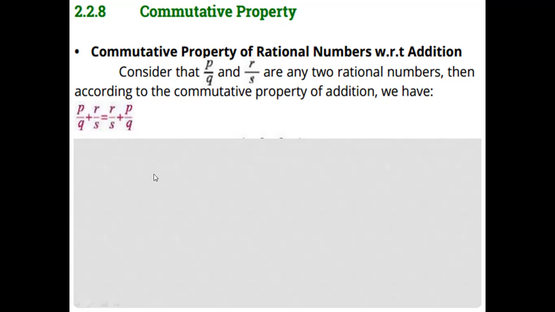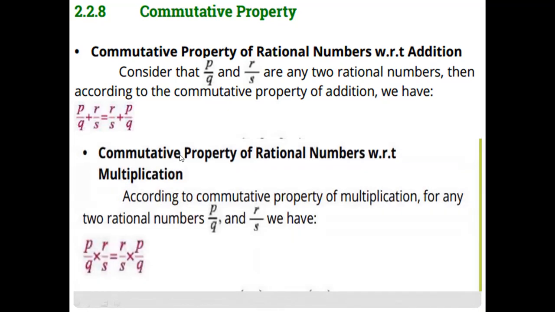Now come to the second property, that is commutative property of rational number with respect to multiplication. So how can we define it? According to commutative property of multiplication, for any two rational numbers P over Q and R over S, we have P over Q multiply R over S is equal to R over S multiply P over Q.